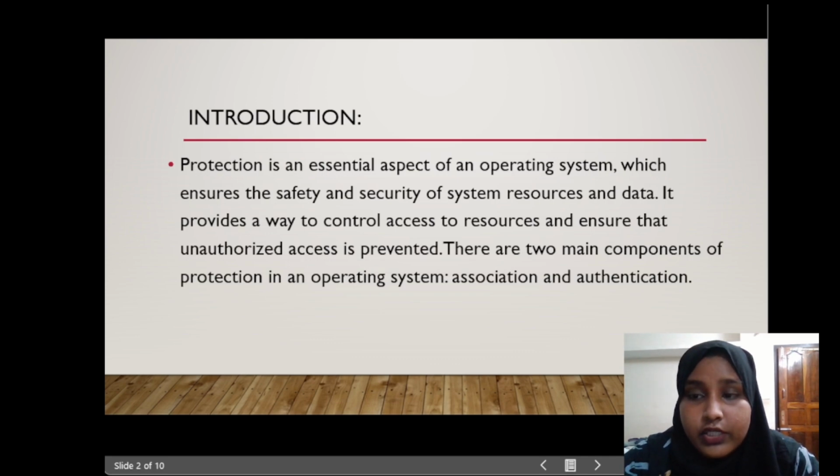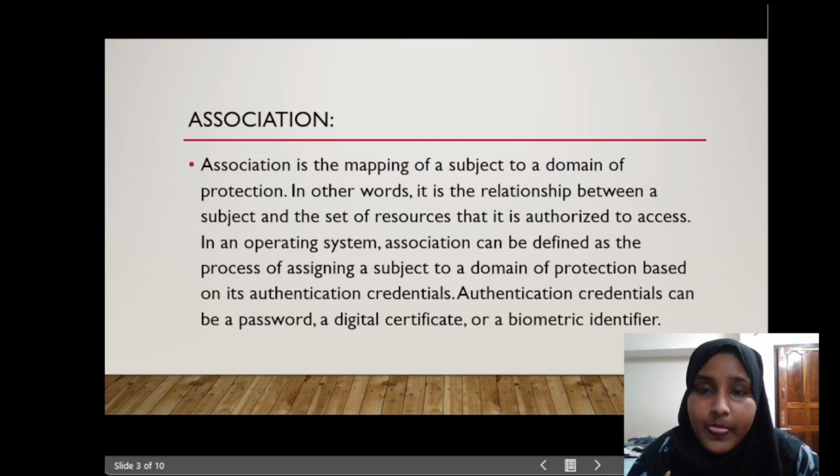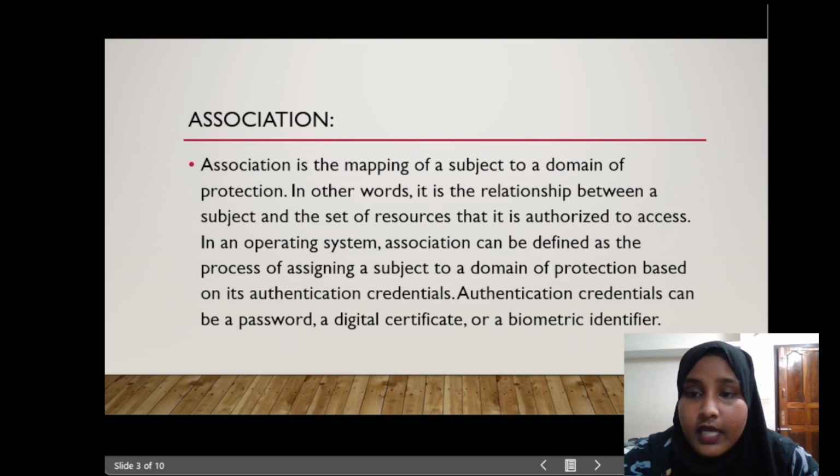The first one is association and the other one is authentication. Let us see them one by one. The first one is association. Association is a mapping of a subject to the domain of protection. In other words, it is the relationship between a subject and the set of resources that it is authorized to access. In an operating system, association can be defined as the process of assigning a subject to a domain of protection based on its authentication credentials. Authentication credentials can be a password, digital certificate, or a biometric identifier.